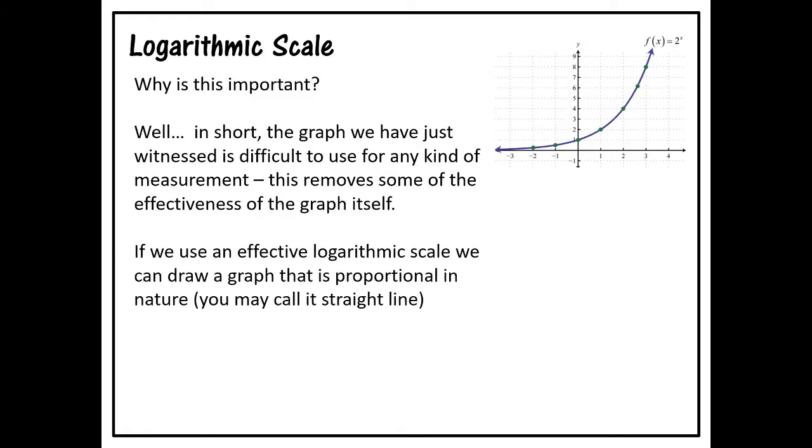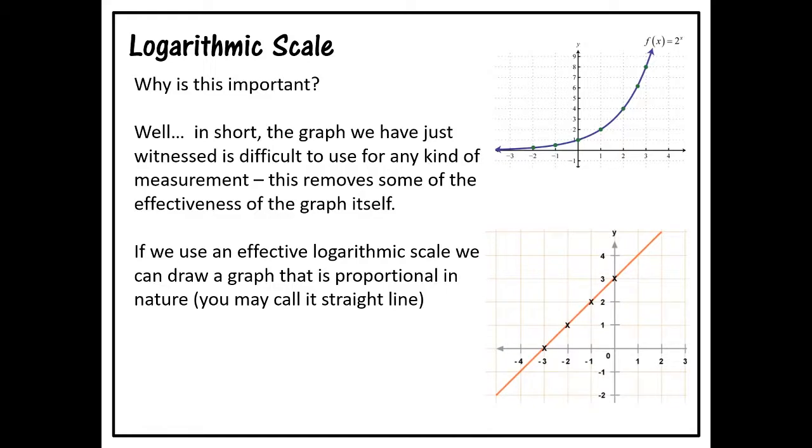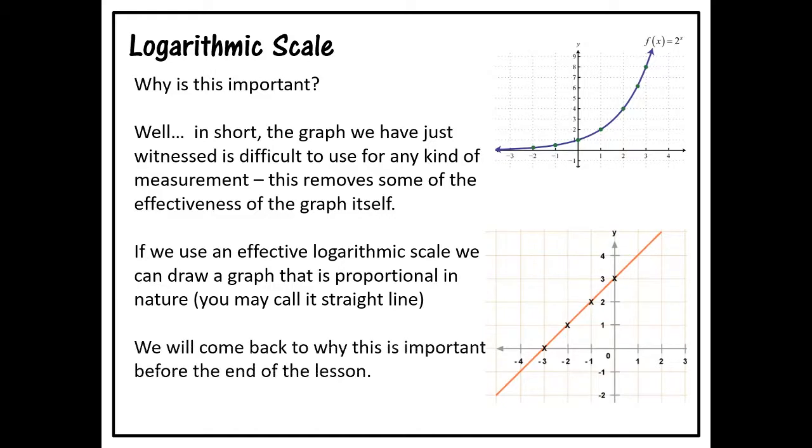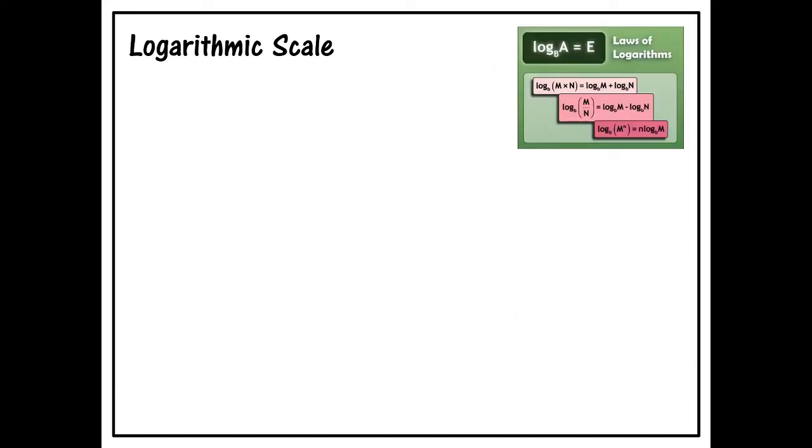But if we use an effective logarithmic scale, we can draw a graph that is proportional in nature. You may call it a straight line. So if we get our relationship set up well at the start, we should get a graph like that, and graphs like that are much easier to both measure, draw, and analyze. We'll come back to that more at the end of the lesson, but for now that's enough for the setup. We are going to look at the laws of logarithms.